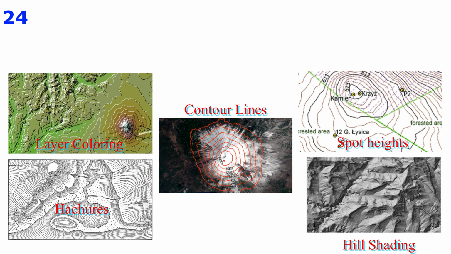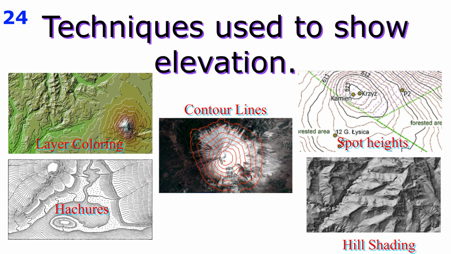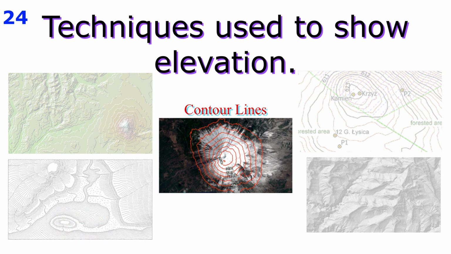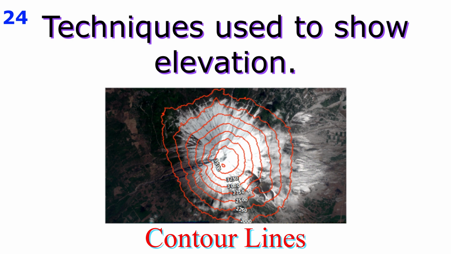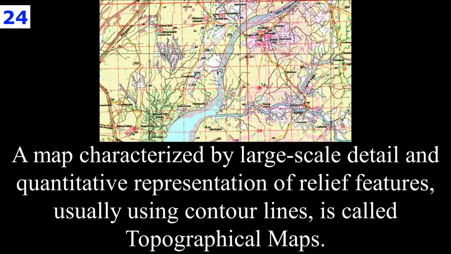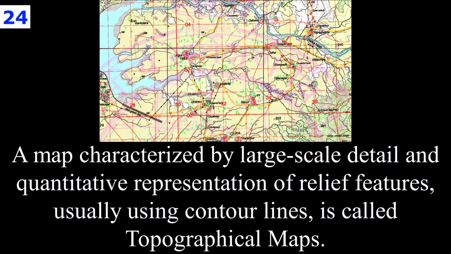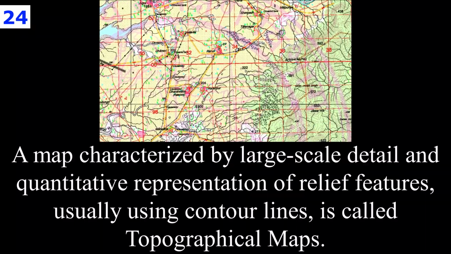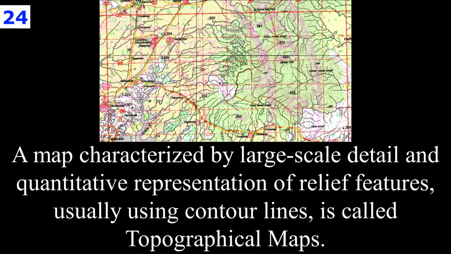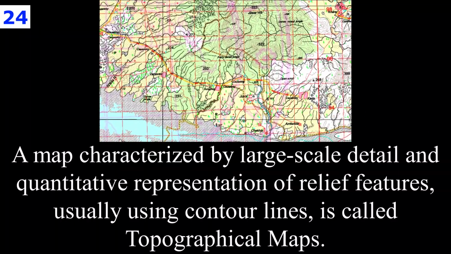Of all the techniques used to show elevation, actually, the use of contour lines is the most accurate method and perhaps most difficult to understand. Maps that use contour lines to show elevation are called topographical maps. Clear, friend? Friend, you must have a question. What is the importance of this type of maps?